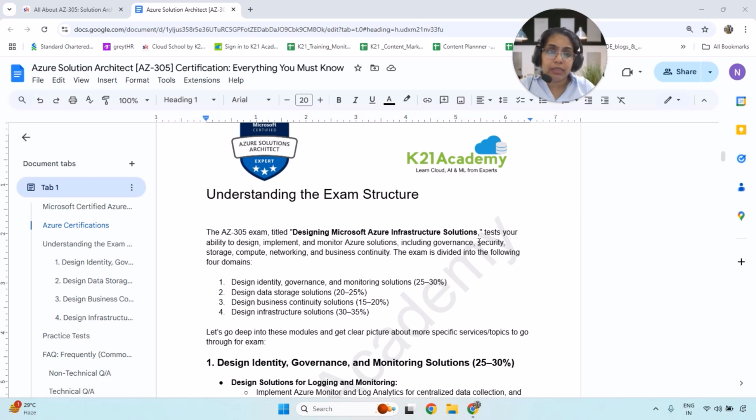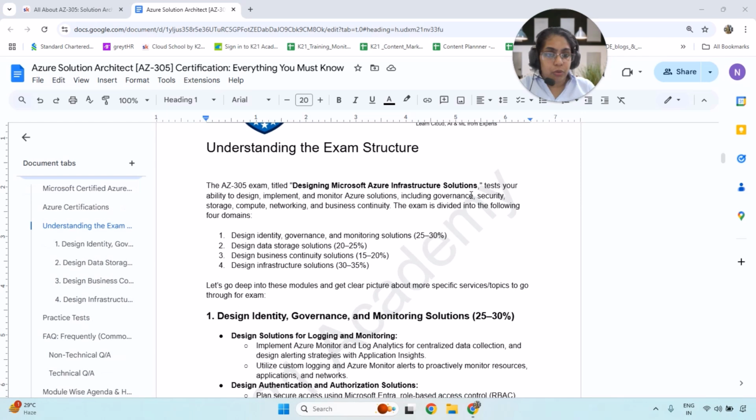So as I said, there are 4 domains into which the certification is going to be divided. When I say 4 domains, what I specifically mean is these are the 4 modules which you should be focusing more on. The first domain talks about design, identity, governance and monitoring solution, and it has a weightage of 25 to 30%, which means that you can expect around 25 to 30% of questions from this particular domain.